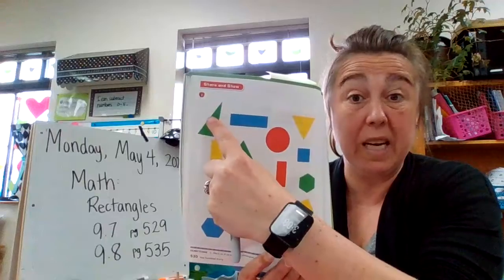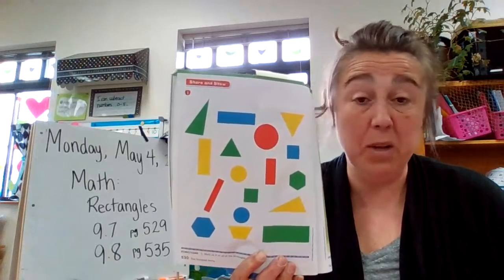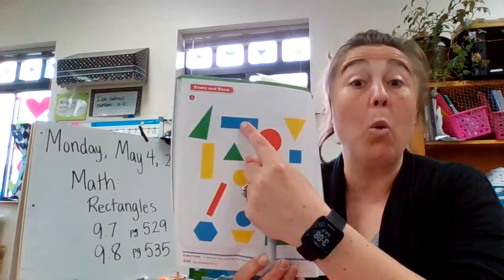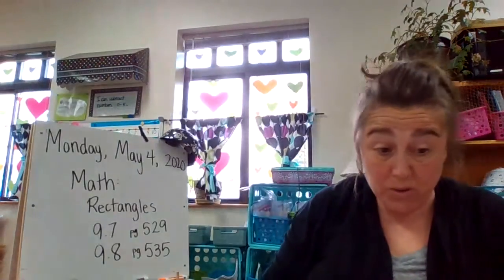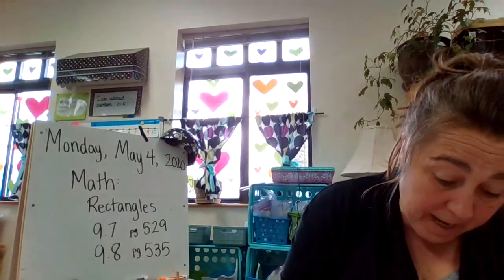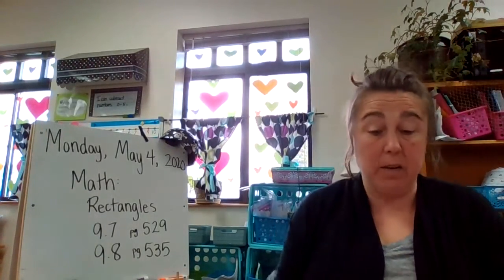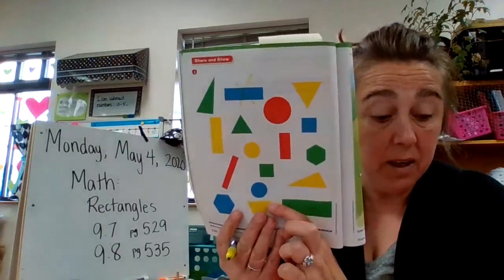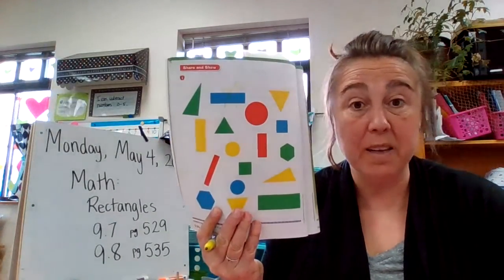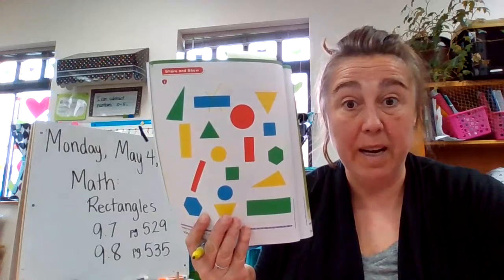You guys ready? Rectangle or not a rectangle? Not a rectangle. Rectangle. I agree, Faye. I'm going to put an X on that because that is a rectangle. Good job. Did you just put an X on yours? Good job, Hayden. Good job, Raleigh. All right. Are we ready?